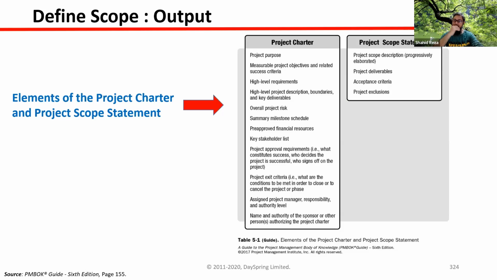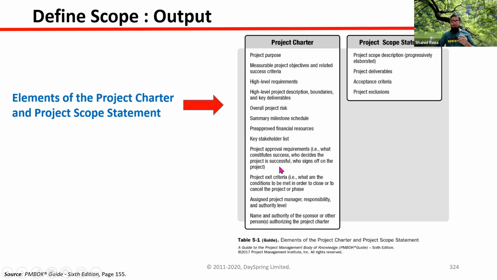In the PMBOK, there are only 5-6 documents whose content outline is given. One is the business document. What will be the content of the business document? Another one is the benefit management plan. We talked about these two documents in the first chapter, and we discussed what the content of those documents is.